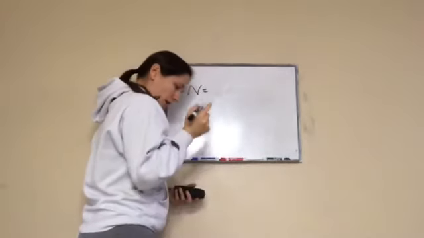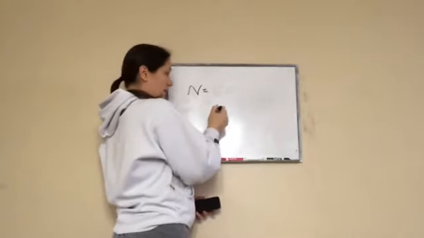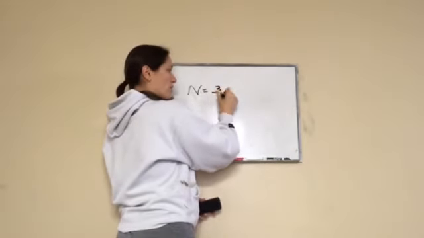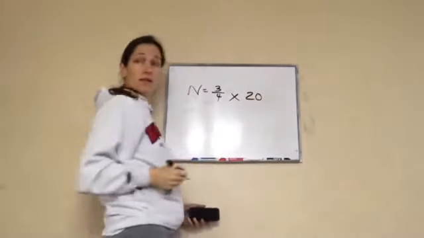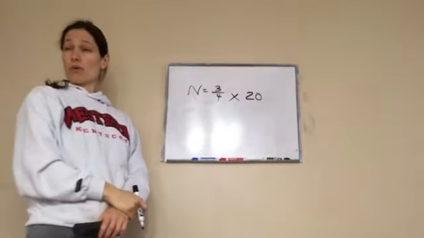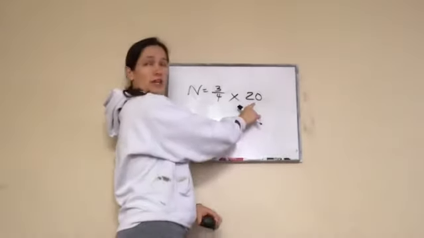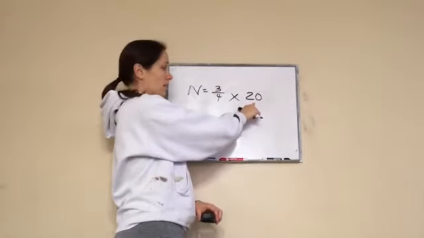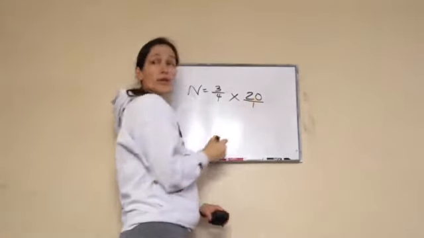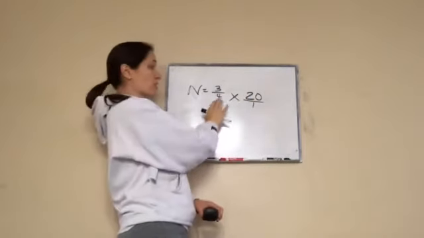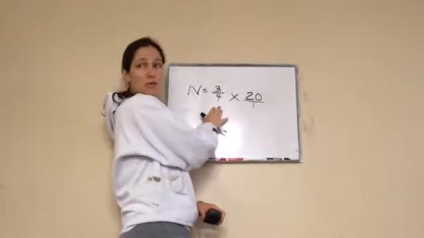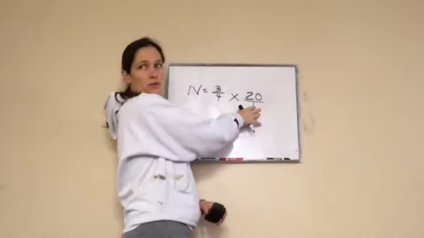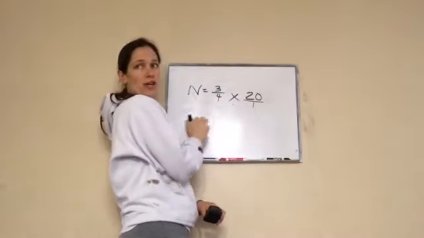Now let's do the same thing, but instead of 75%, let's do 3/4 of 20. How would I work this problem? Do you remember what I would do to that 20? I would put 20 over 1. This one's in fraction form, so this one needs to be in fraction form. This is in decimal form, so it can stay a number. But fractions, you need to make fractions.